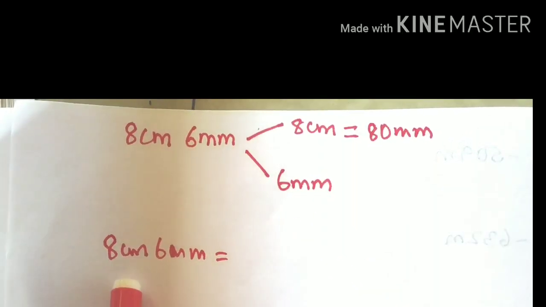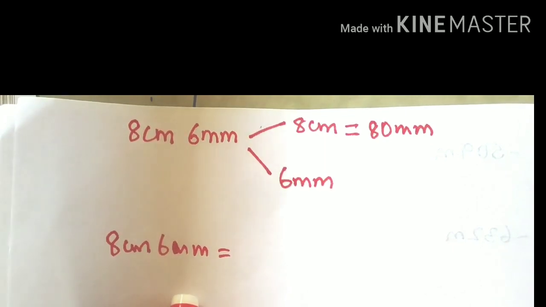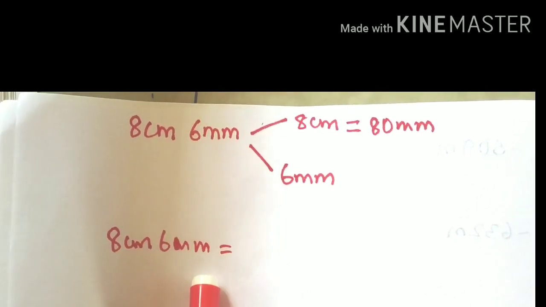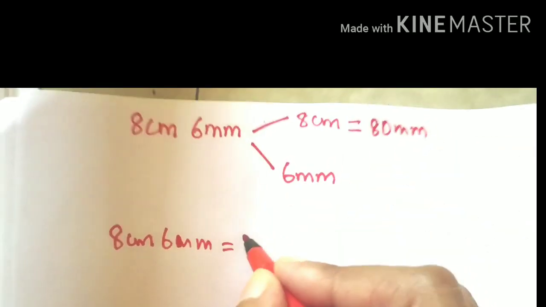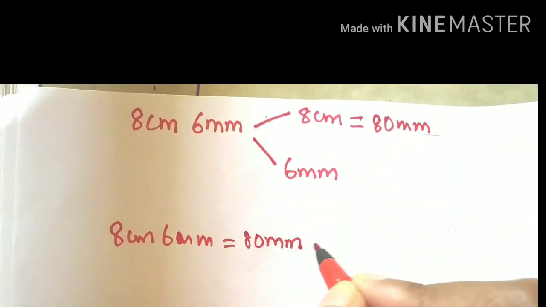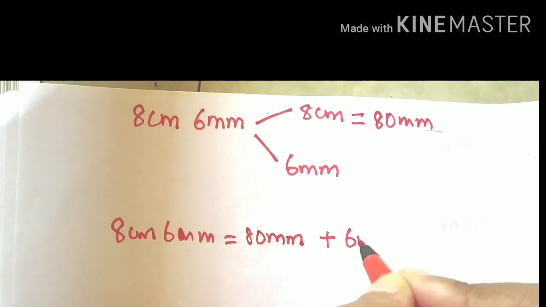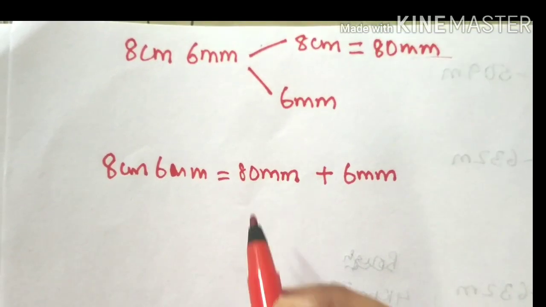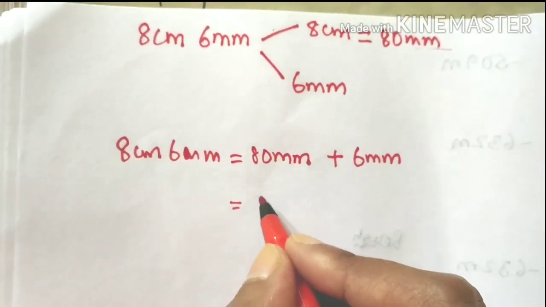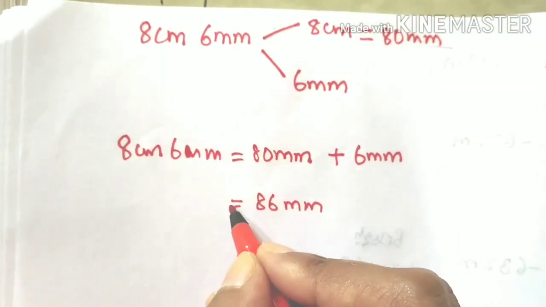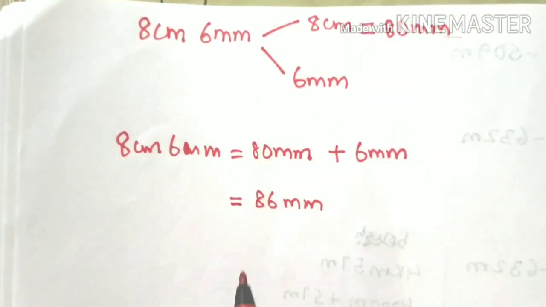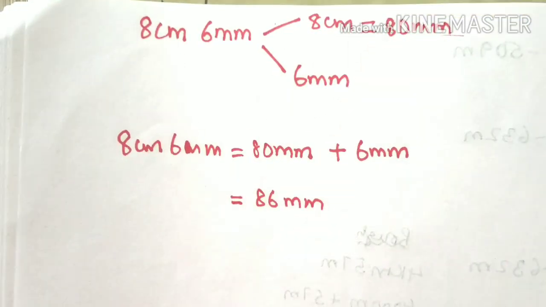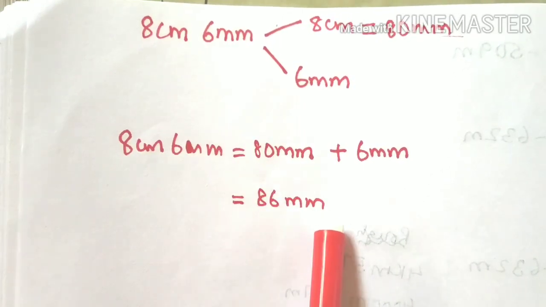Now we can express the length of the credit card in millimeters by adding 80 millimeters and 6 millimeters. 80 plus 6 is 86. So, we get 86 millimeters. So students, in millimeters, we can write the length of the credit card as 86 millimeters.